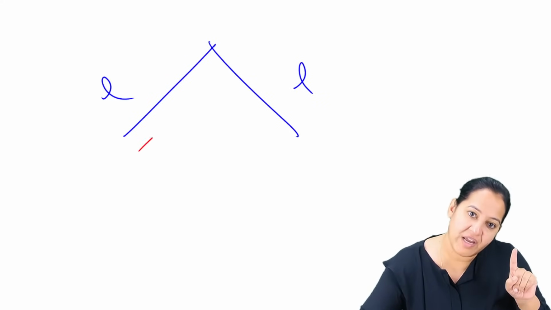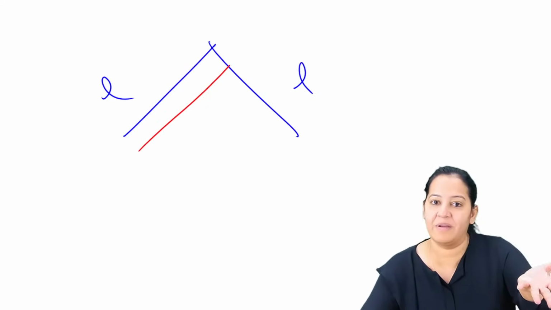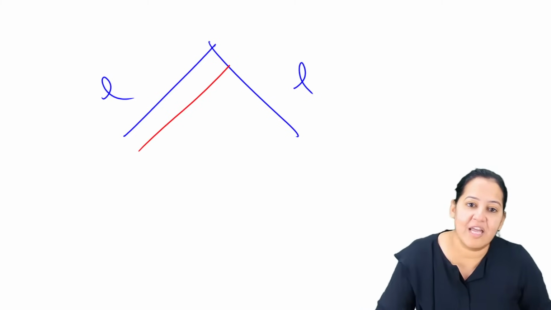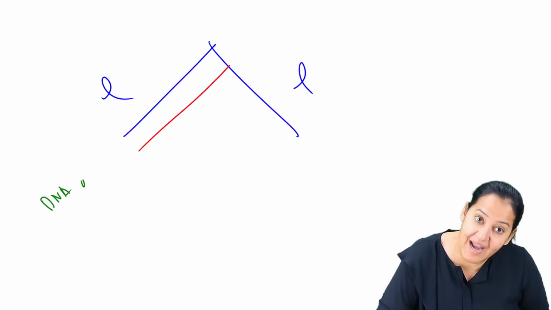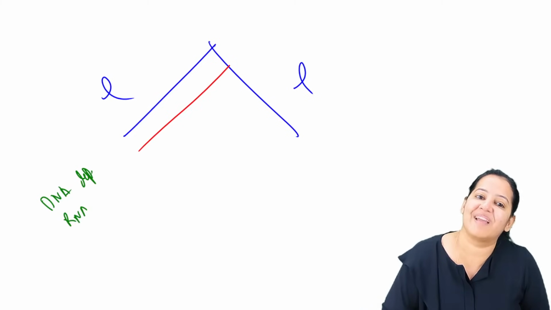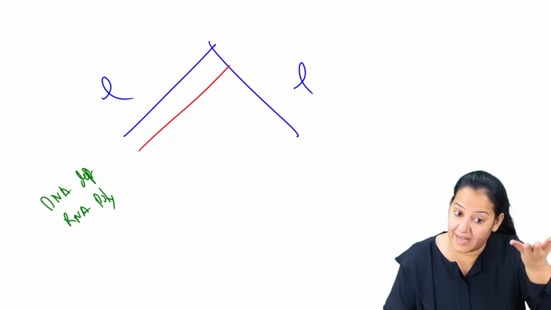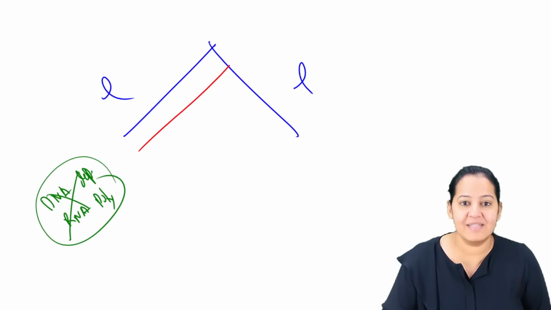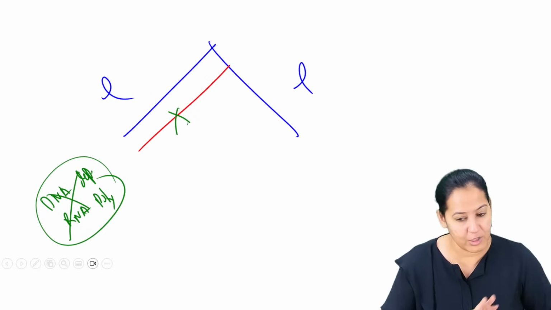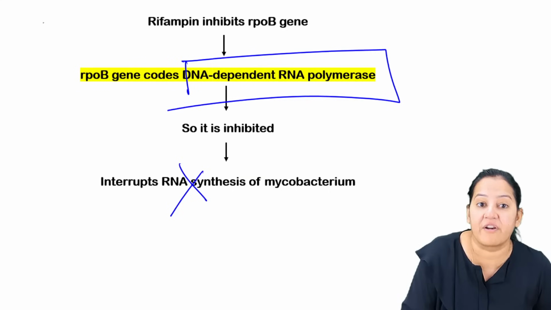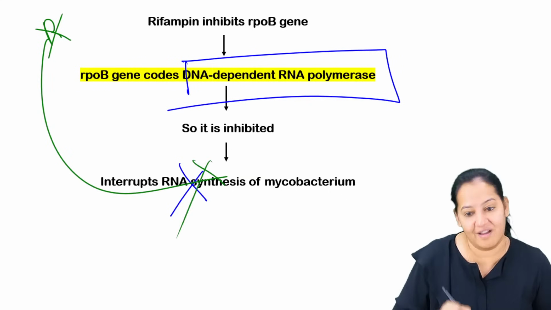Now, you want to synthesize RNA from DNA. So, which enzyme do you require? The name of the enzyme is DNA-dependent RNA polymerase. It is synthesizing RNA from the DNA. So, this enzyme is inhibited, and the RNA will not synthesize from DNA. No RNA synthesis. R for R: Rifampicin inhibits RNA. Learn like that.